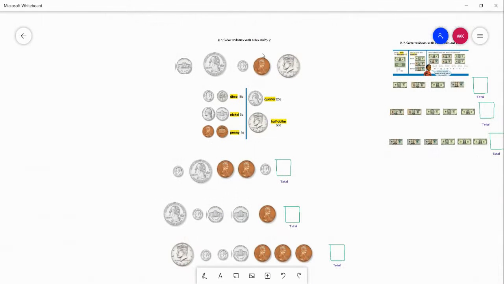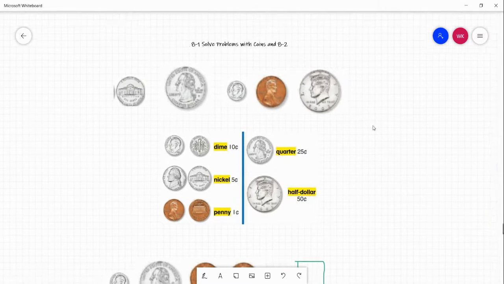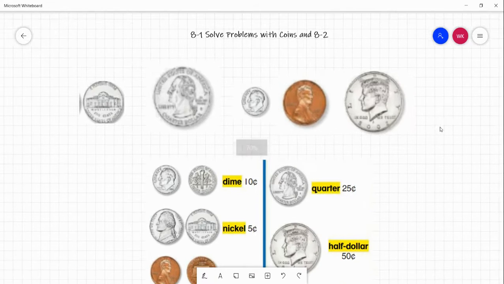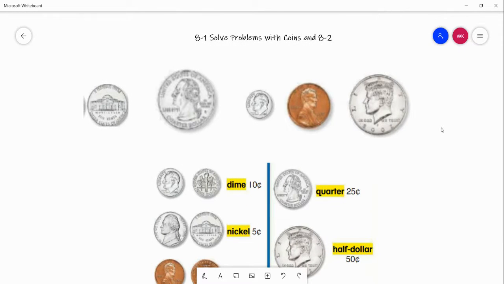Hello, second grade. We are going to go over chapter 8. This is the new chapter that we are starting. We are going to go over lesson 8-1, solve problems with coins. And we're also going to go over lesson 8-2 because both of the lessons are about coins. So I'm just going to put them both together.